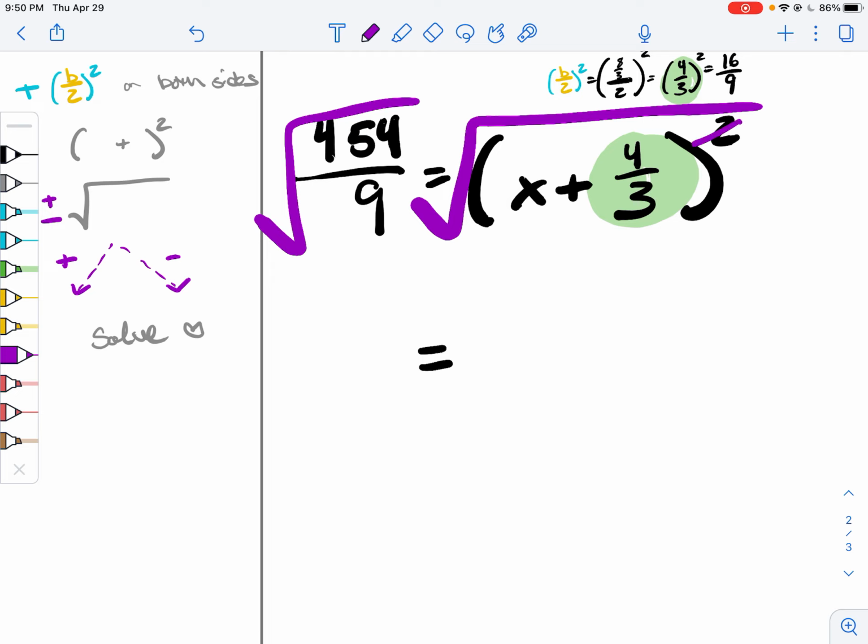Anyway, to get all that square out, let's take the square root of both sides. We end up with plus or minus the square root of 454 over 9, which I'm going to leave and then plug into my calculator later.